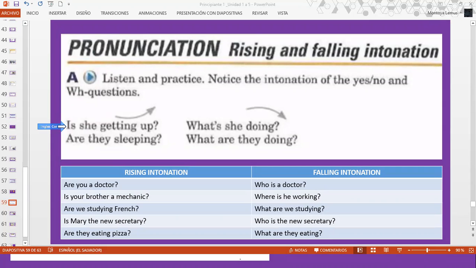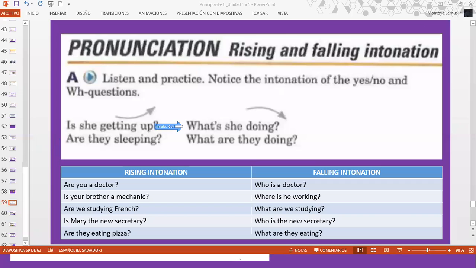Is she getting up? Is she getting up? Are they sleeping? Are they sleeping? So, are they sleeping? And this is different, okay?